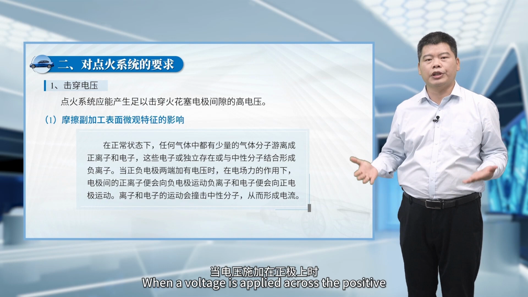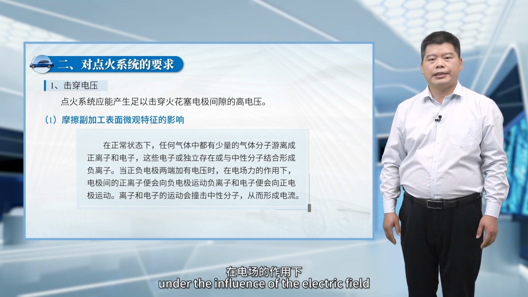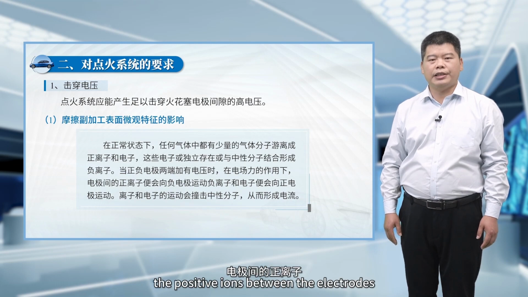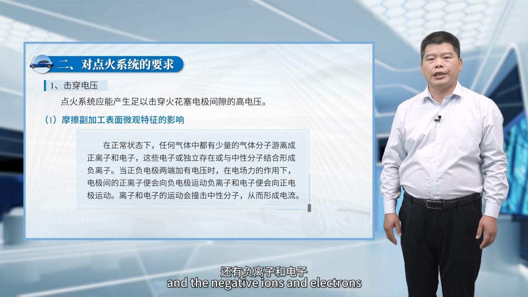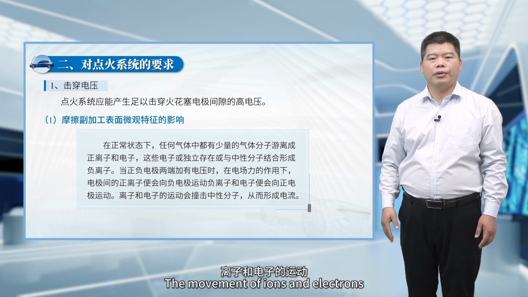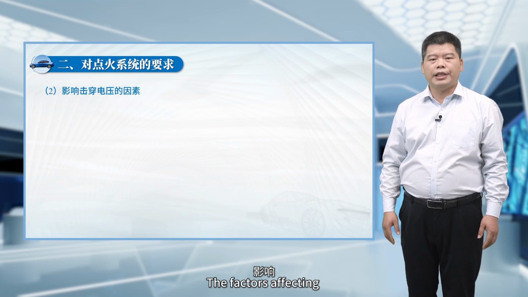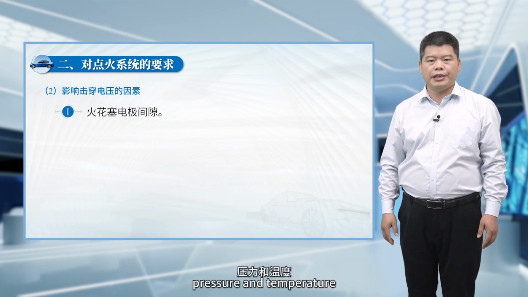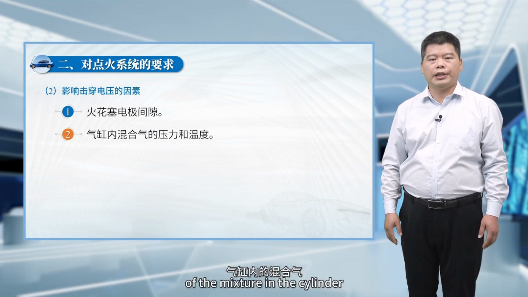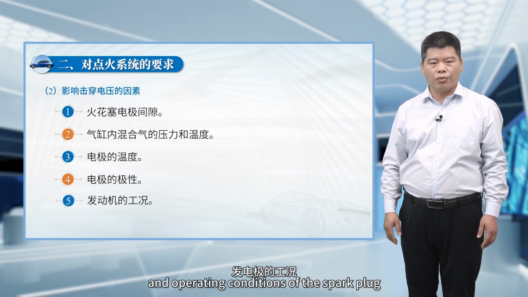When a voltage is applied across the positive and negative electrodes, under the influence of the electric field, the positive ions between the electrodes move towards the negative electrode, and the negative ions and electrons move towards the positive electrode. The movement of ions and electrons collides with neutral molecules, forming a current. The factors affecting breakdown voltage include the spark plug electrode gap, pressure and temperature of the mixture in the cylinder, electrode temperature, electrode polarity, and operating conditions of the spark plug.